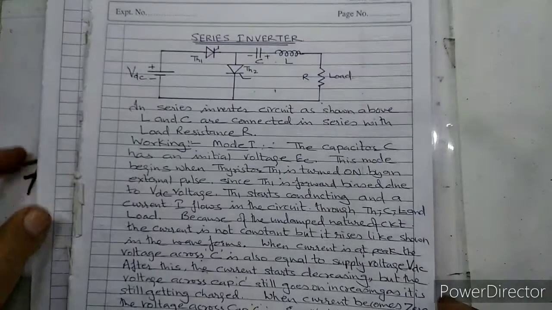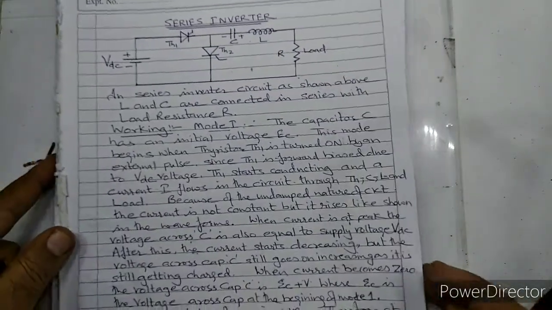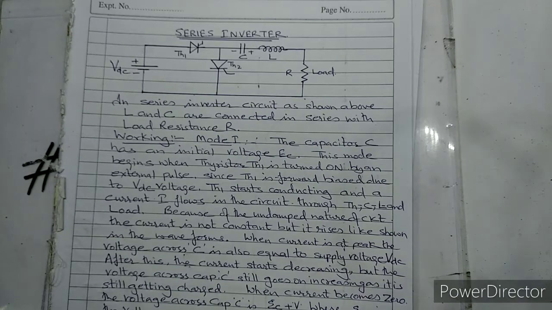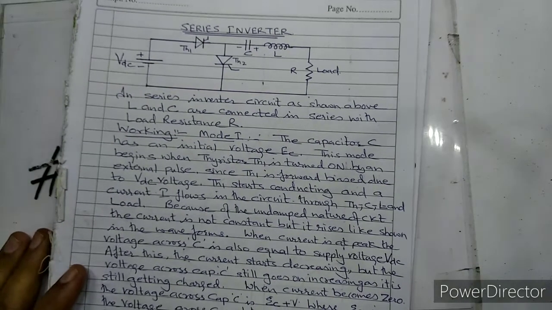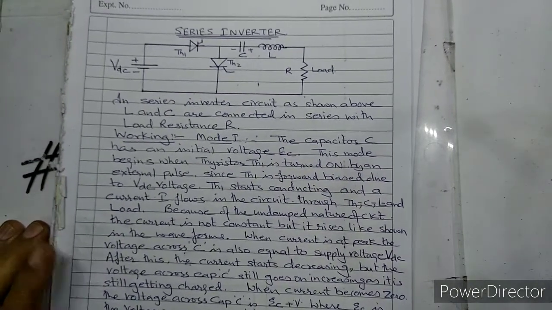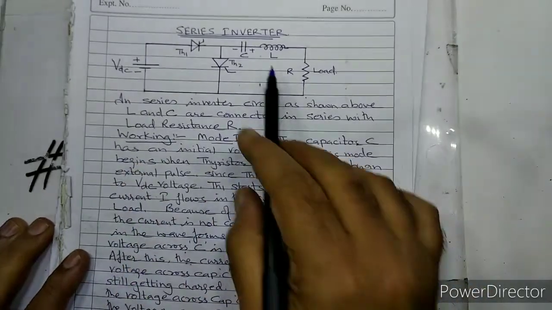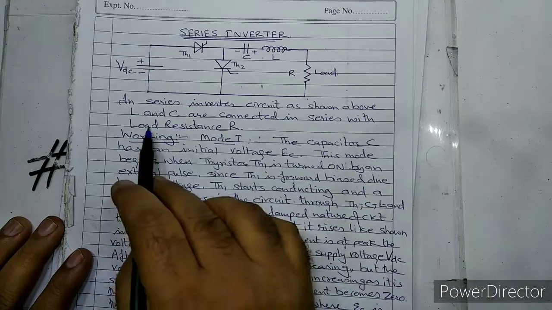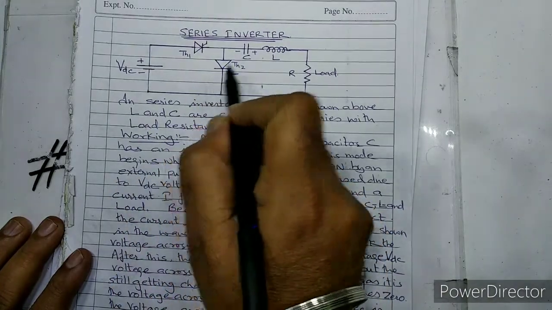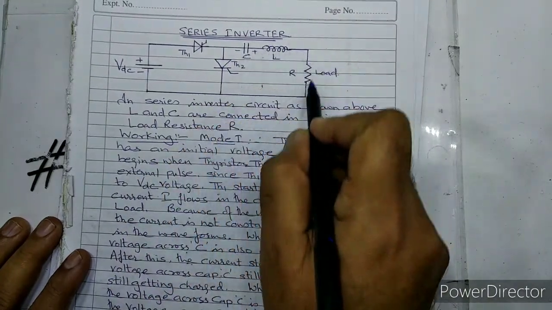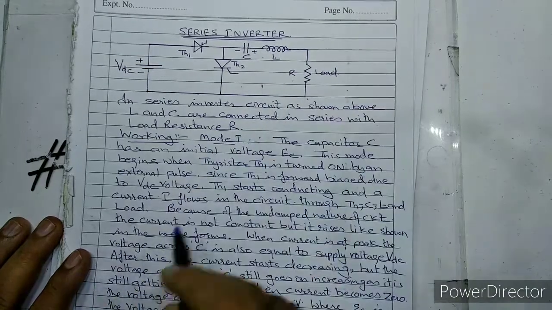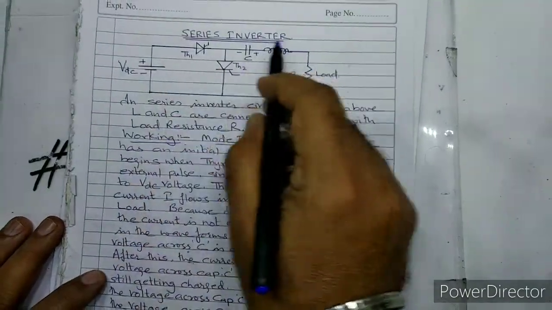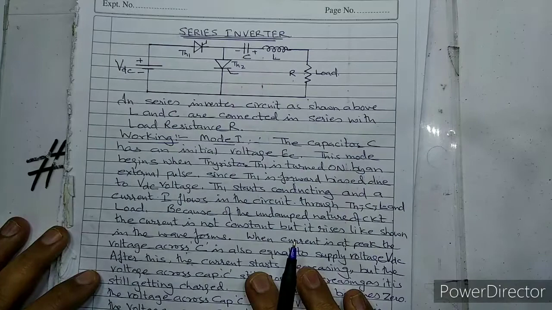Now we'll see the first type, that is called the series inverter circuit. This is a series inverter circuit. In the series inverter circuit, as shown in the figure above, L and C are connected in series with the load resistor R here. Therefore, it is called a series inverter.